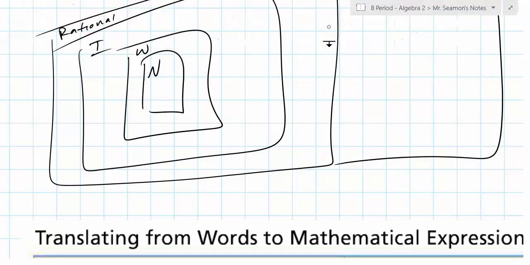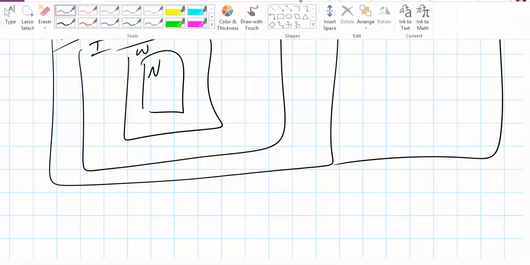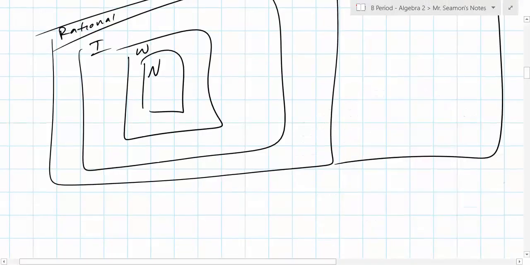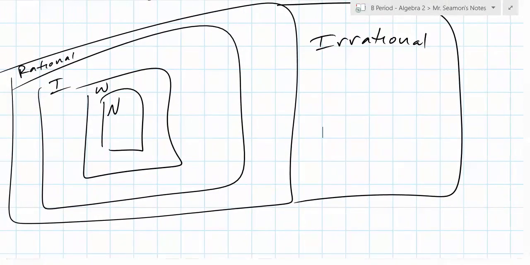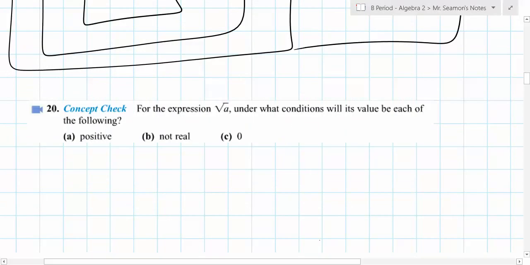Very good. And then what are not real numbers? I mentioned them just now. Imaginary numbers. Yeah. Square root of negative 2, the square root of negative 3, the square root of negative 4. So, positive when a is greater than 0, it's not real when a is less than 0, and it's 0 when a is equal to 0.